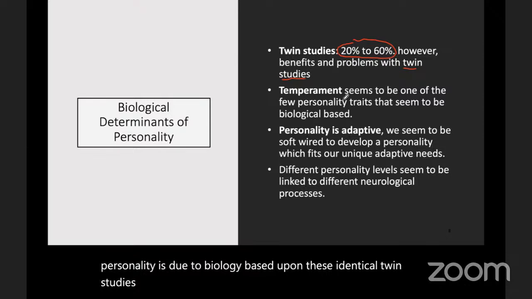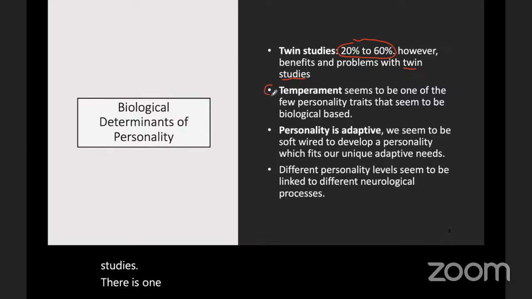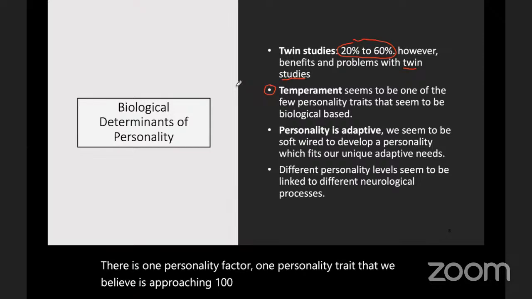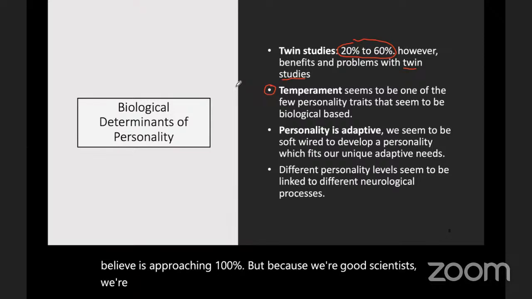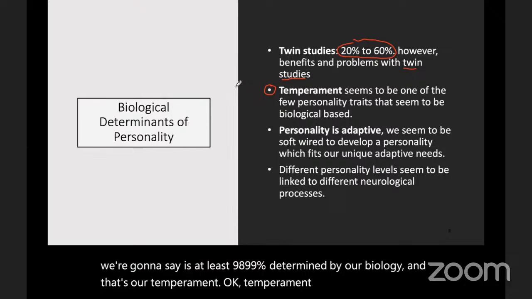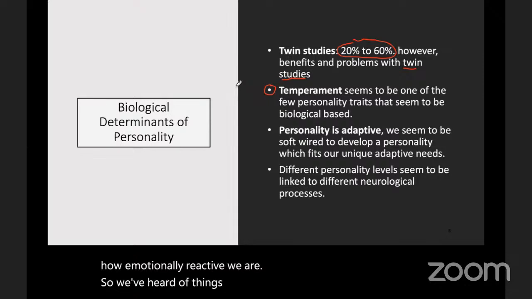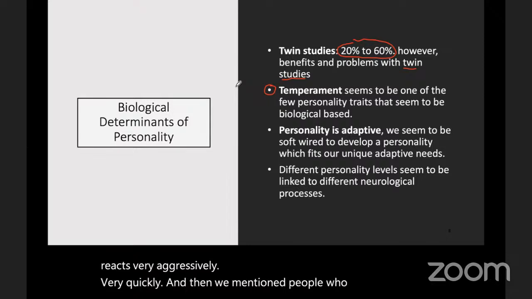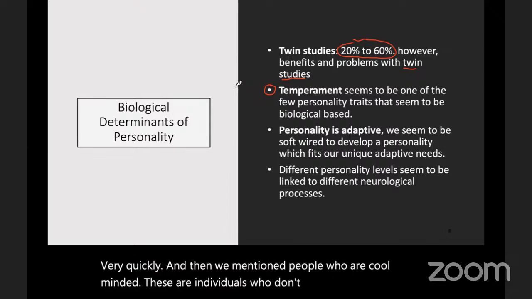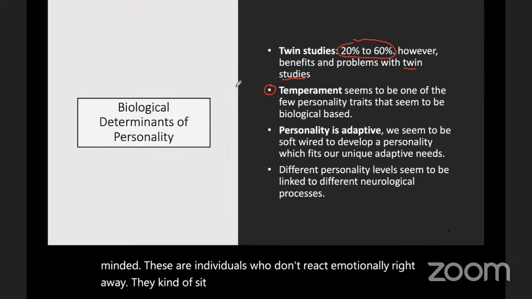Okay. There is one personality trait that we believe is approaching 100%, but because we're good scientists, we're going to say it is at least 98, 99% determined by our biology, and that's our temperament. Okay. Temperament being defined as how emotionally reactive we are. So we've heard of things like a hothead. That's someone who reacts very aggressively, very quickly. And then we've mentioned people who are cool-minded. These are individuals who don't react emotionally right away. They kind of sit back and they process it.